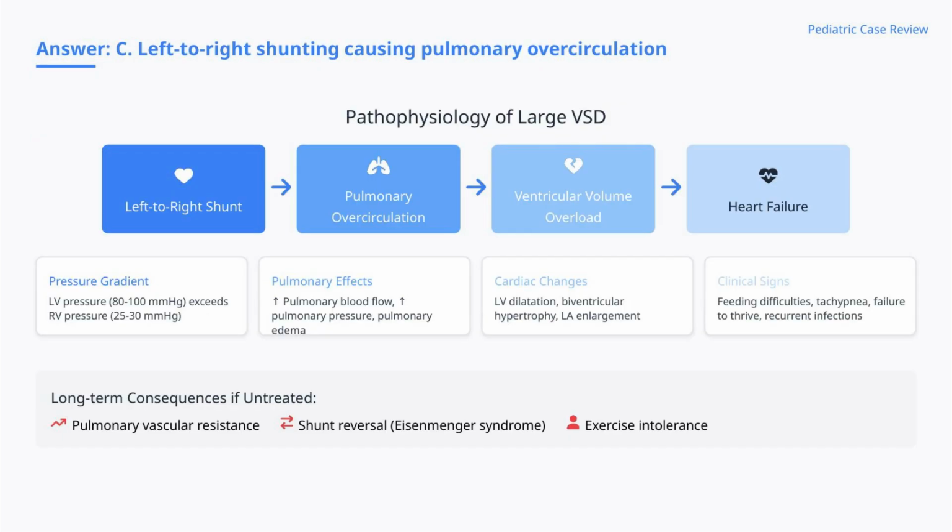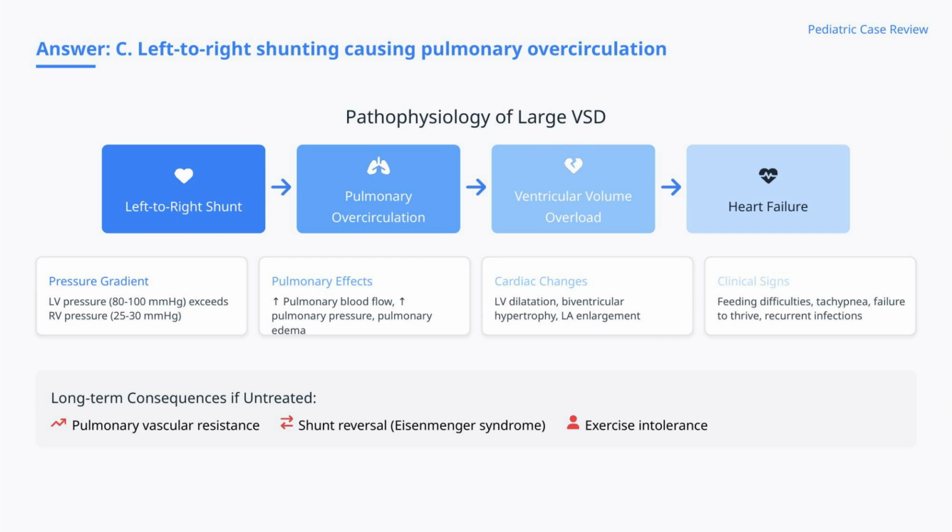Left to right shunting causing pulmonary overcirculation. In a ventricular septal defect, blood flows from the left ventricle to the right ventricle due to the pressure gradient between these chambers. The left ventricle normally generates much higher pressures, around 80 to 100 millimeters of mercury, than the right ventricle, 25 to 30 millimeters of mercury. This left to right shunt creates excess blood flow to the lungs, leading to pulmonary overcirculation.